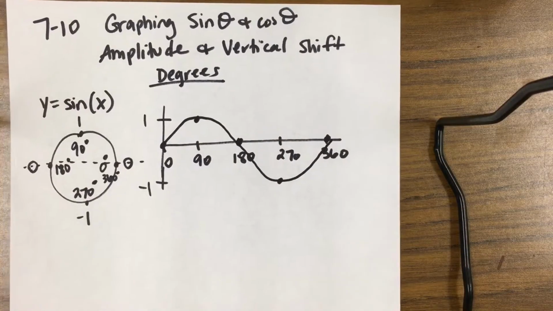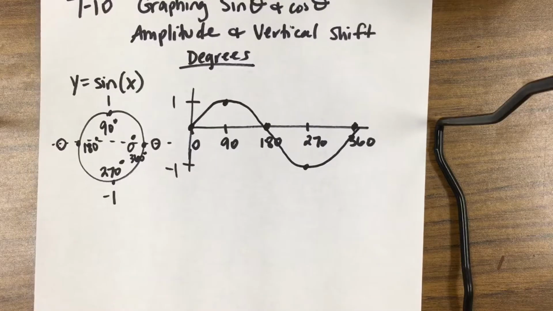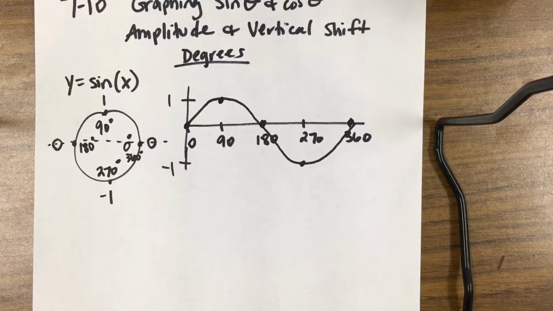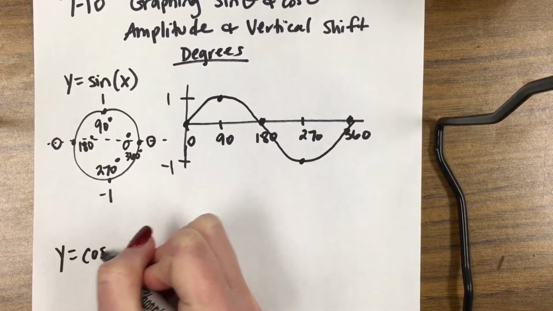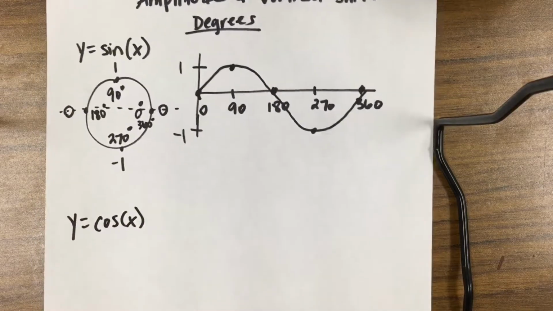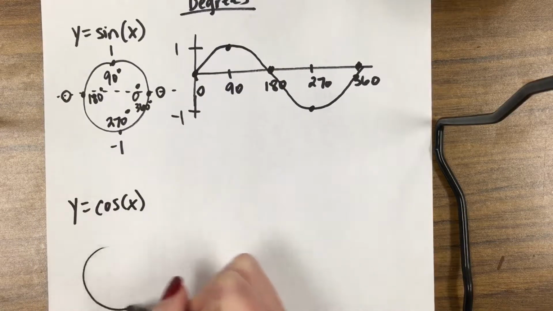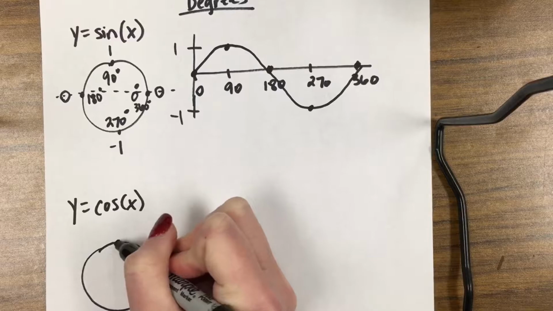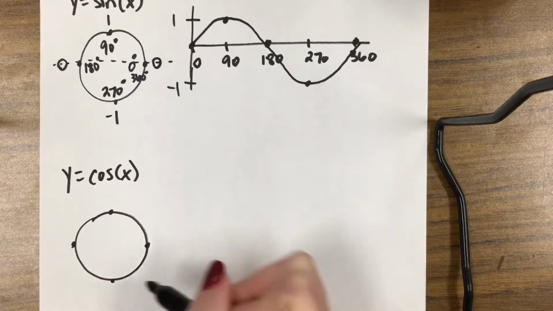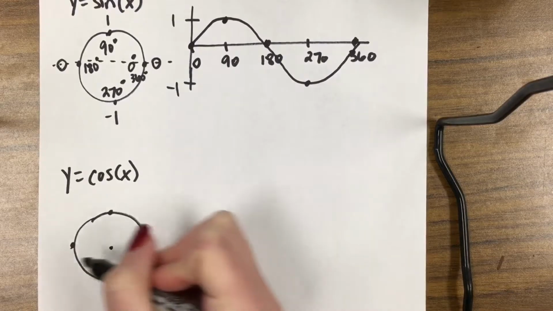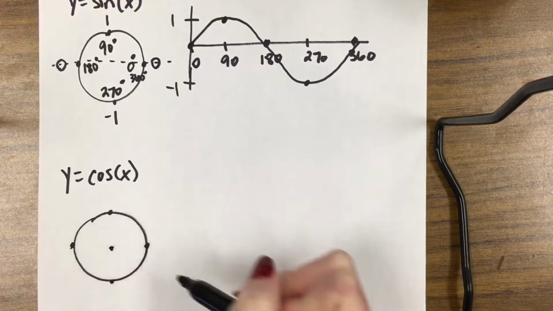Right, so those points are going to be really important to know moving forward, since we're going to do some transformations on the regular sine curve. Now if we graph cosine of x or theta, we're going to do the same thing. Cosine on the unit circle was talking about the horizontal distance from the center point. So how far left and right are we moving from this center point here?